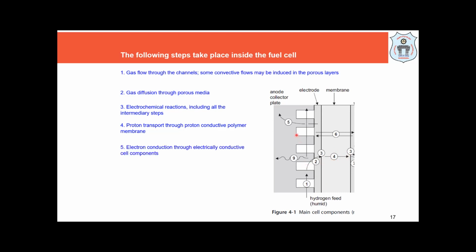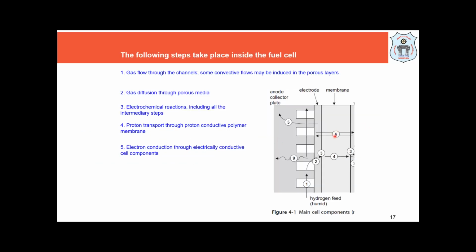What is step 5? Something is leaving. What is that? The reaction is taking place at 3. When H plus ions are going to this side, what goes through the external circuit? It is 5, that is the electrons. Electrons pass through the electrically conductive cell components, which are called collector plates. So there is an anode collector plate, and a cathode collector plate on that side. Then the sixth step.